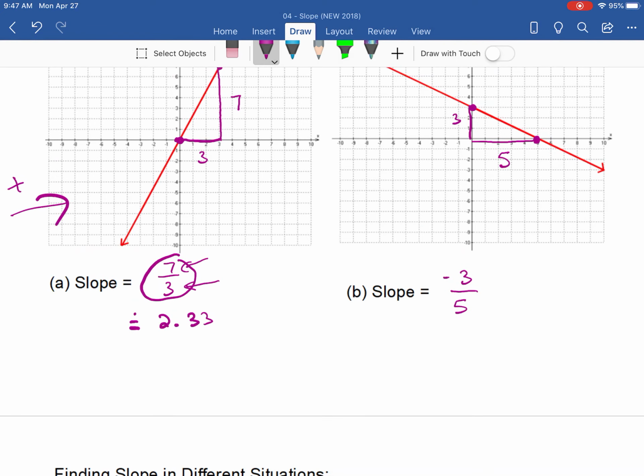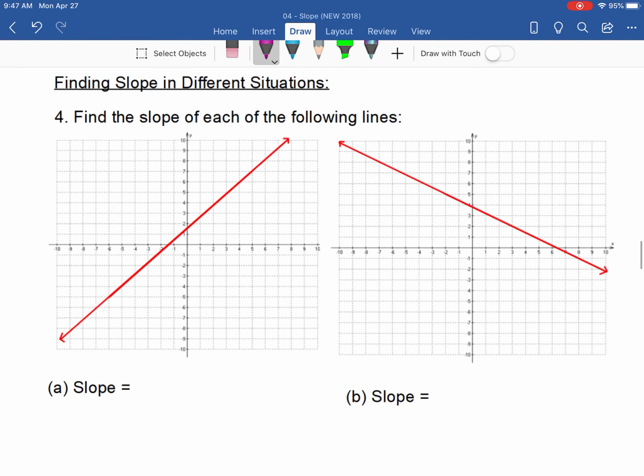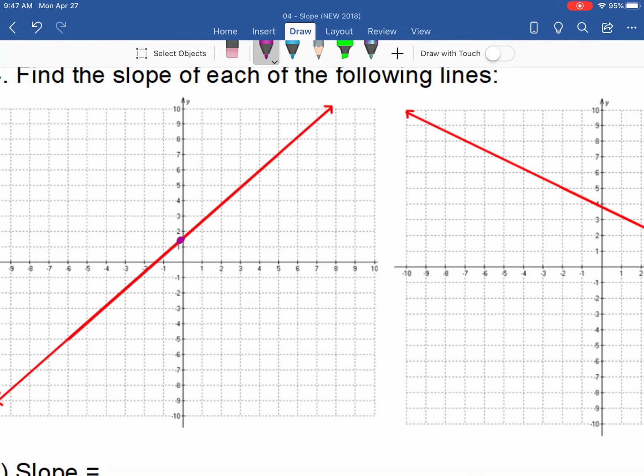Okay. So find slope of each of the following lines. Now find slope in different situations. I hope I've set this up so we can handle this example because all the previous examples had the nice y-intercept going there. You know, the first point was right on the y-axis. This number 4 doesn't do that. It doesn't go right through a nice point.